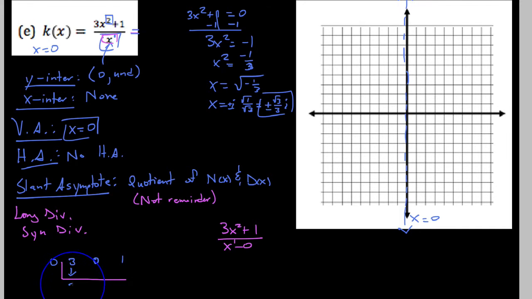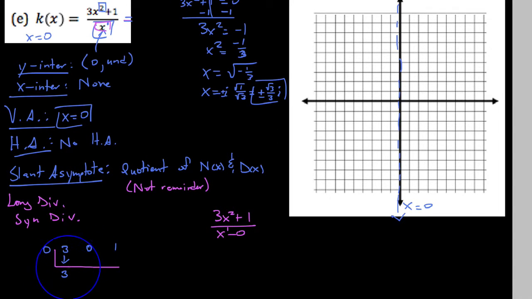But here's what I want to point out. When we drop down this 3, I get 0 times 3 is 0. 0 plus 0 is 0. 0 times 0 is 0. And then I get this 1 right here. But recall that this thing is what we call the remainder, and everything else over here, this right here, is our quotient. So this is the important thing.